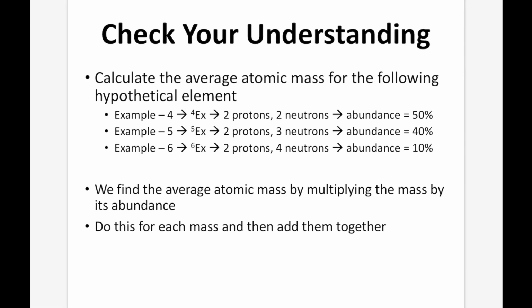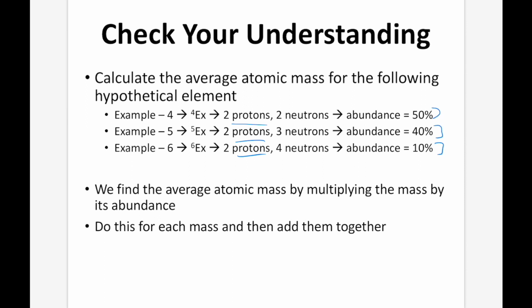So how do we find the weighted average of the isotopes? Well, let's calculate the average atomic mass of the following hypothetical element, EX, with masses of 4, 5, and 6. So you can see how we have it written. The thing that stays constant is, of course, the number of protons. There's going to be 2 protons, 2 and 2, but the number of neutrons changes. And you can see we have our abundances right here.